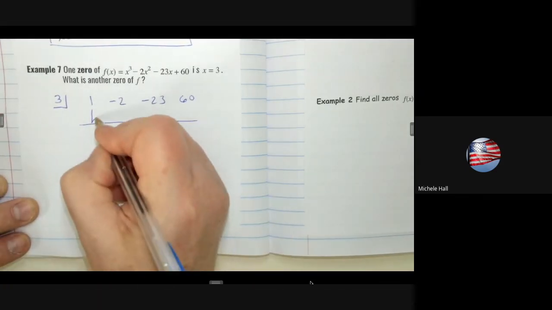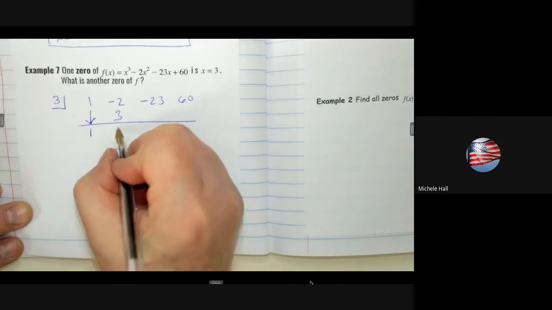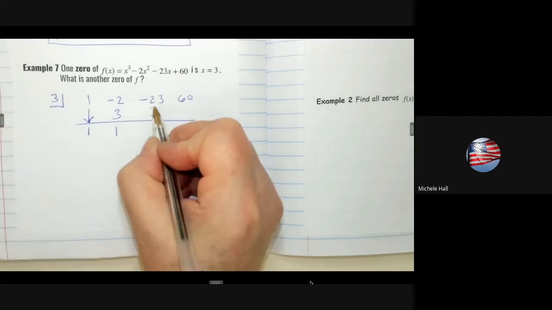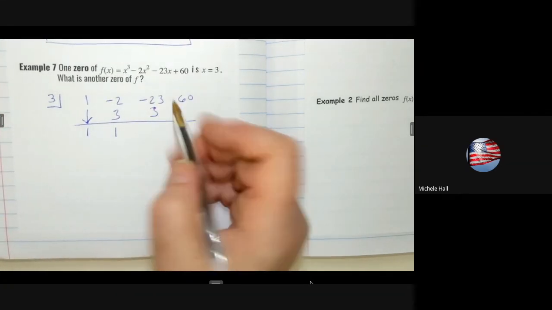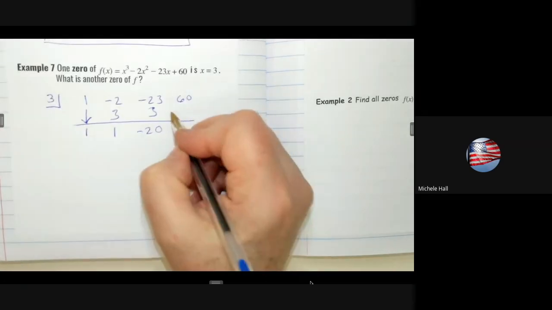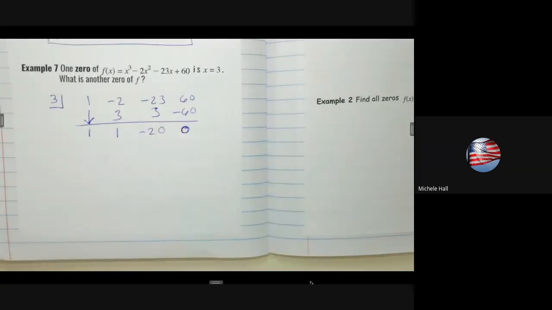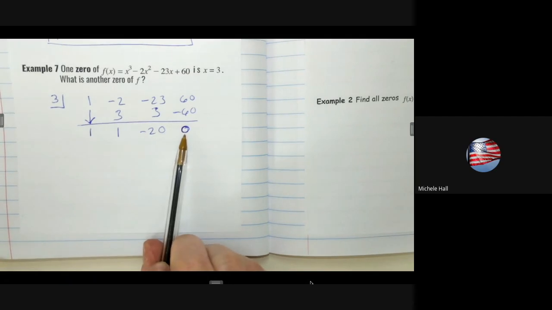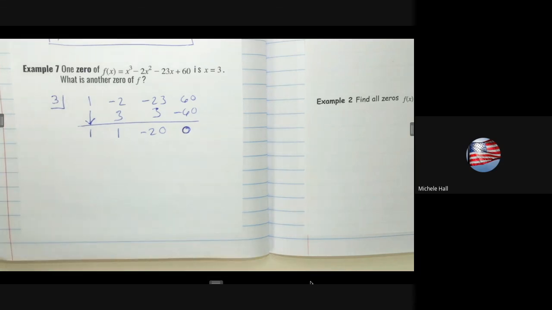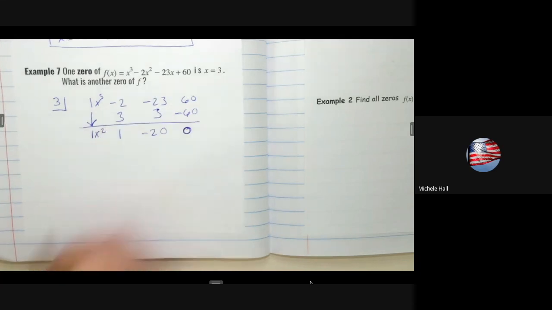Bring down your first term. 1 times 3 is 3. Negative 2 and 3 is 1. 1 times 3 is 3. Negative 23 and positive 3 is negative 20. Negative 20 times 3 is negative 60, and 60 minus 60 is 0. We expect to get a 0 at the end when we have one of the zeros here. We started with a degree 3, and now we've divided down to a degree 2.